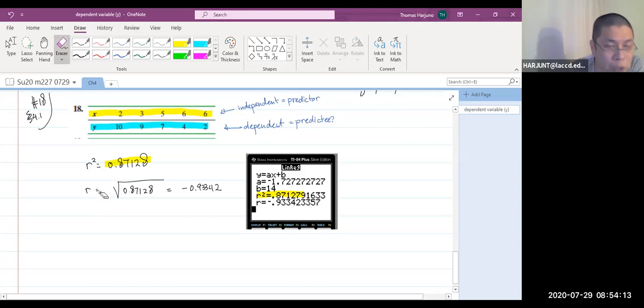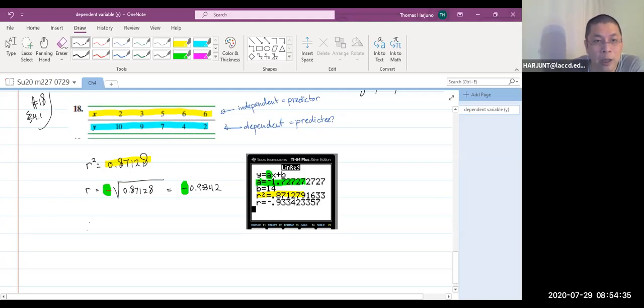Okay, now, how do we know that this is negative later on? Suppose I give you R squared. How do you know that the R should be negative? From the coefficient. That's how we know that it will be negative. The coefficient, the slope of the linear regression.